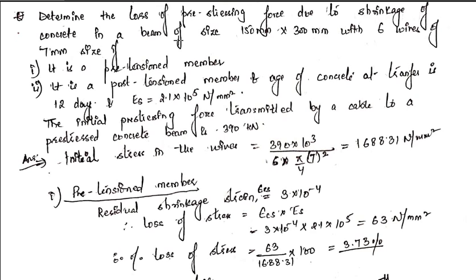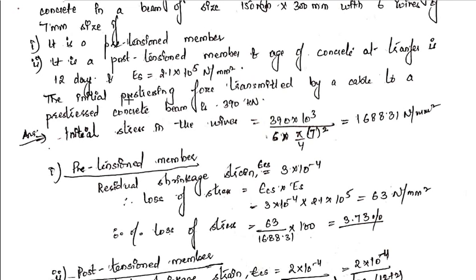The size of the beam is given as 150 mm by 300 mm. It means the beam has a rectangular cross section. Now the wires which we are using to pre-stress the concrete are six in number, and each wire is of 7 mm size. So now let's find out the loss of pre-stress due to the shrinkage of concrete. Let's take the first case, which is a pre-tensioned member.